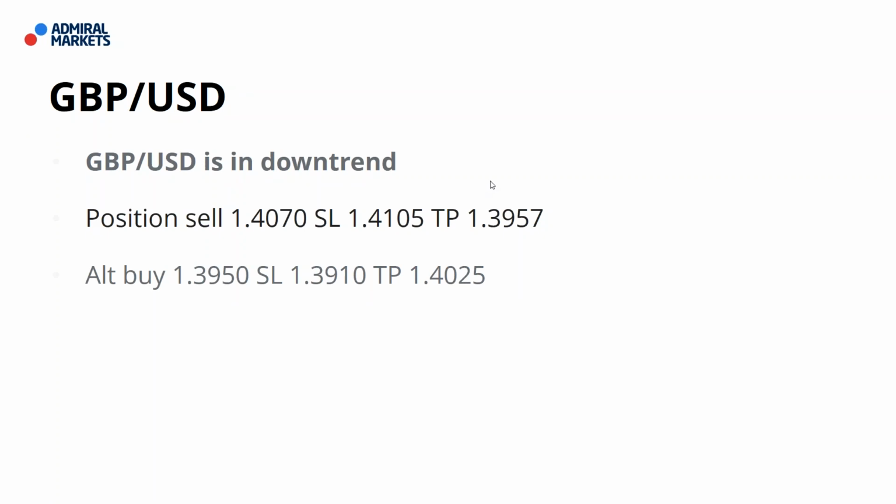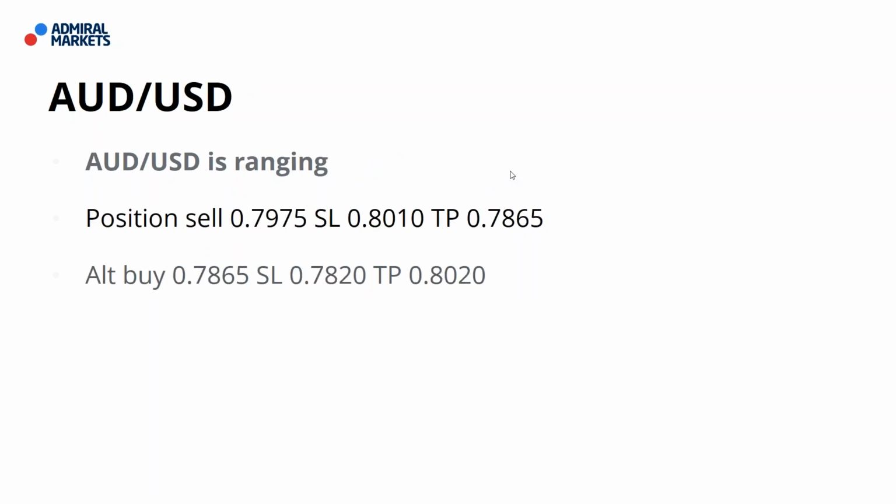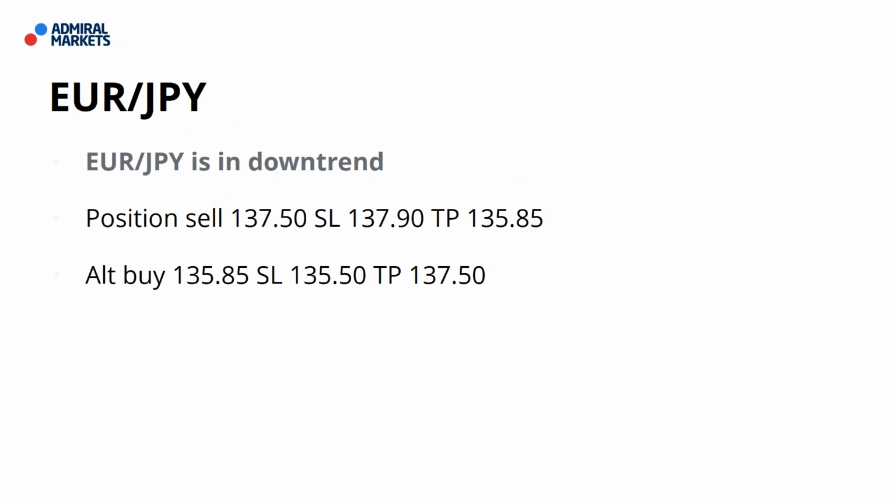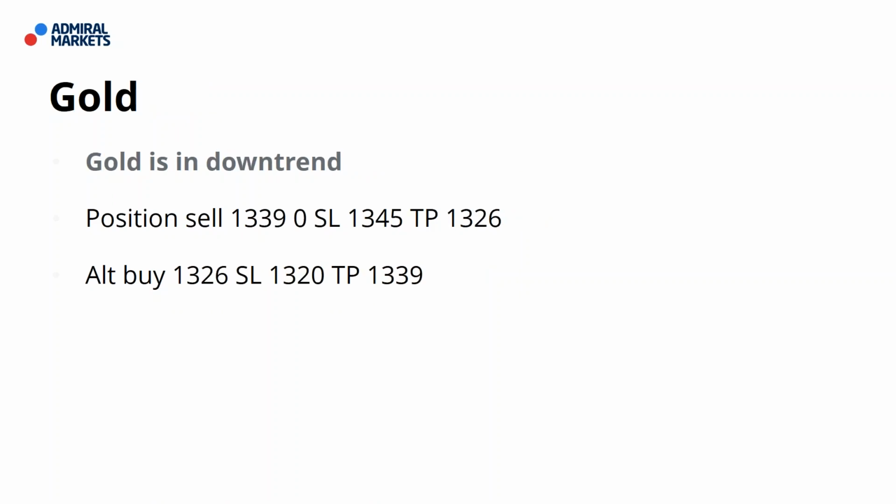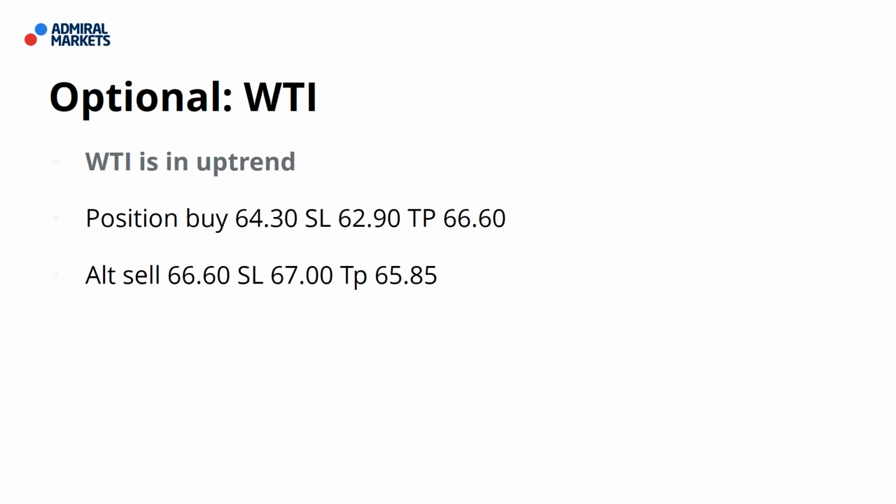This is GBP dollar. This is Australian dollar. This is Euro yen. And this is gold. And finally, guys, WTI. So I hope that we will get something out of it as always.